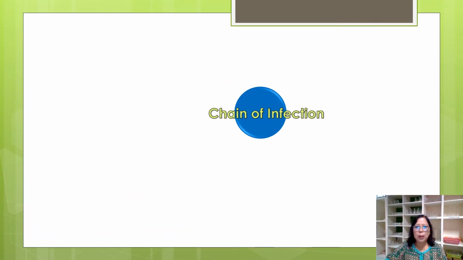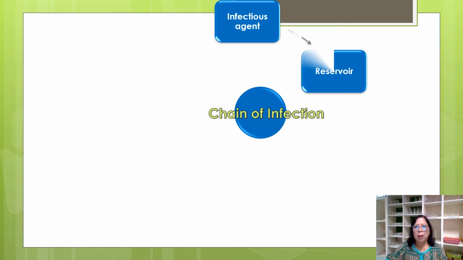Okay, let us try to look into the chain of infection for individuals. So first you have the infectious agent. As you have learned, it could be an animate or inanimate object. It could be a human. It could be an animal. It could be a plant. Or just simply droplets from the air or even water.